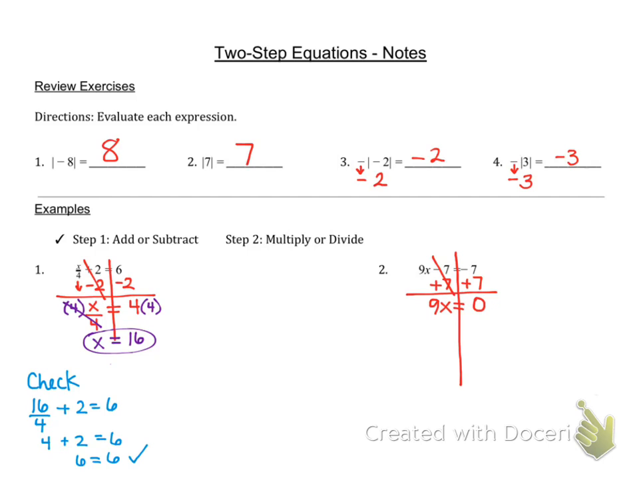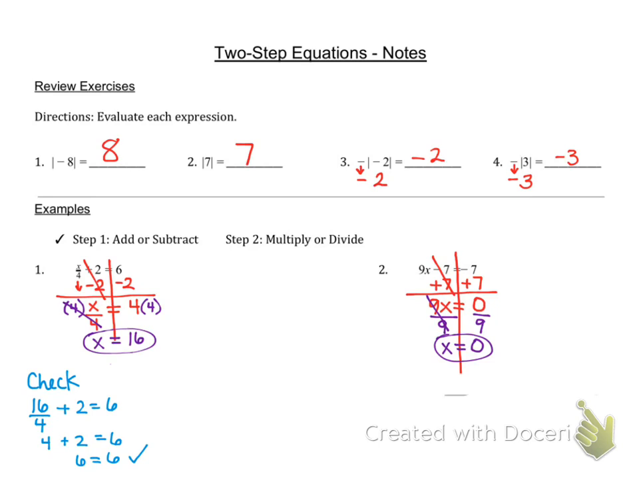Next, we have to keep trying to get that x variable isolated. So we have 9 times x, so we need to do the opposite operation, which is to divide. So I'm going to divide both sides of the equation by 9. 9 divided by 9 is 1, so we have 1x equals 0 divided by 9, which is 0. So you have x is equal to 0.